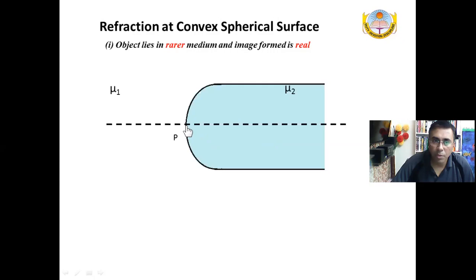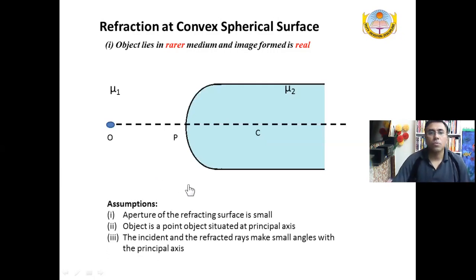This point P, where the spherical refracting surface and the principal axis meet, is known as the pole. Now say over here an object O is lying. Object O is a point object which is lying outside this denser medium. That means it is lying in the rarer medium. And over here we have the center of curvature, that is C.